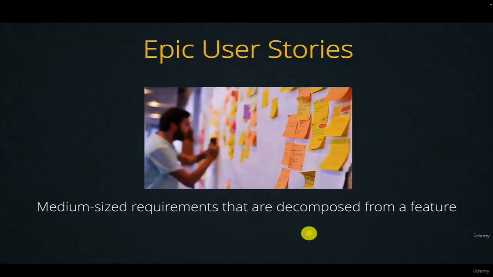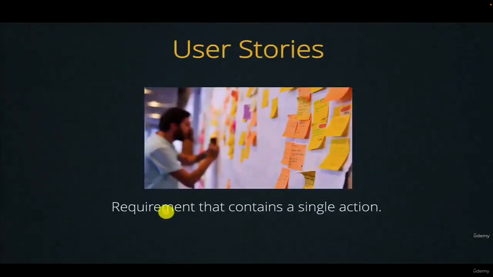Then we have the epic user story. The epic user story is a medium-sized requirement that is decomposed from a feature. So for example, we have a feature in our application that's called manage profile data. Inside this feature, we might have more than one epic that help the user in managing his profile data. After the epic, of course, we have the user story.